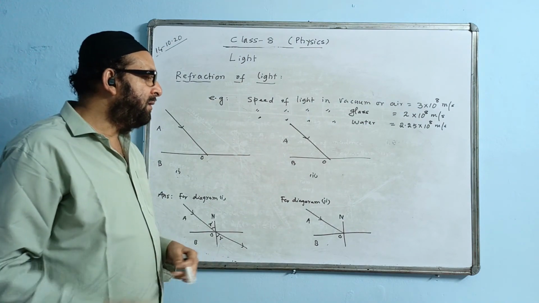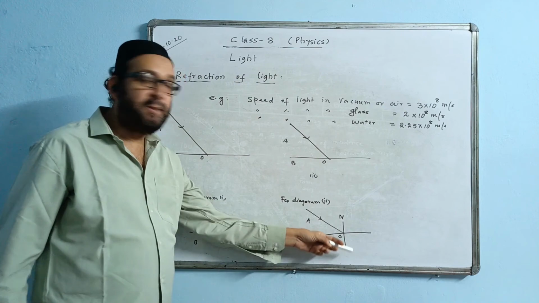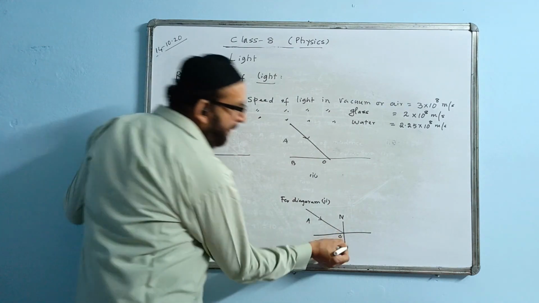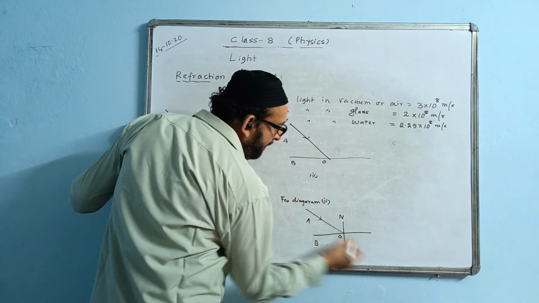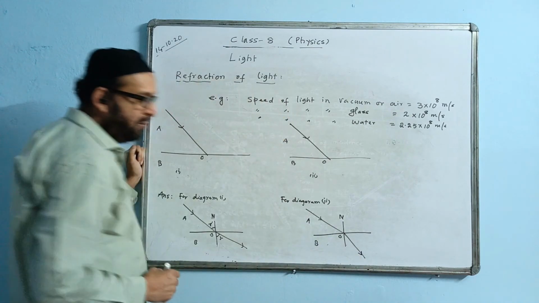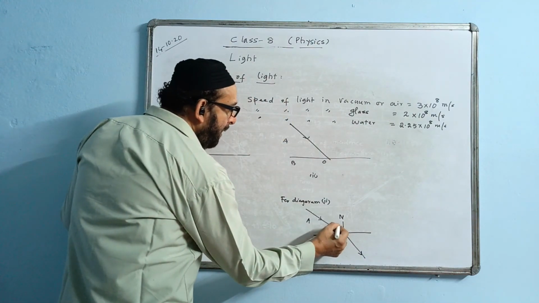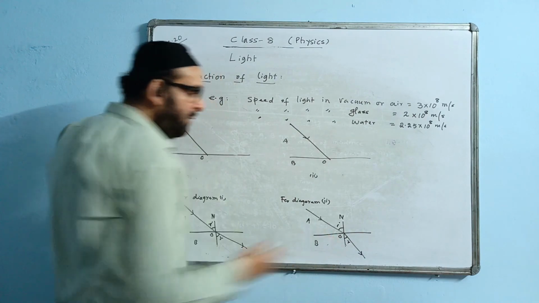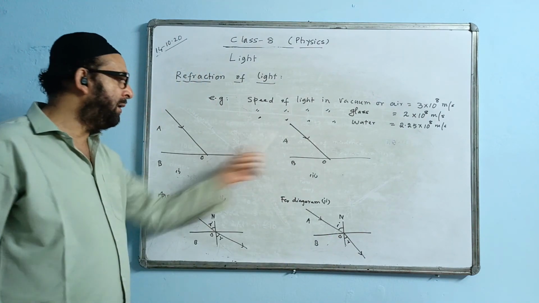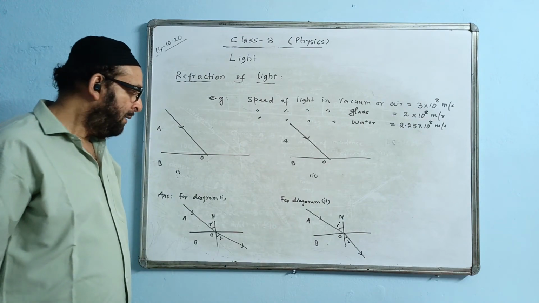Now the clue is given that the speed of light has to decrease in medium B. That means the ray, which would have gone straight, won't, but will bend towards the normal. So it will bend like this towards the normal. Mark the angle here as I and the angle over here as R. This is how you complete this diagram. Diagram 1 and diagram 2 will be completed like this.